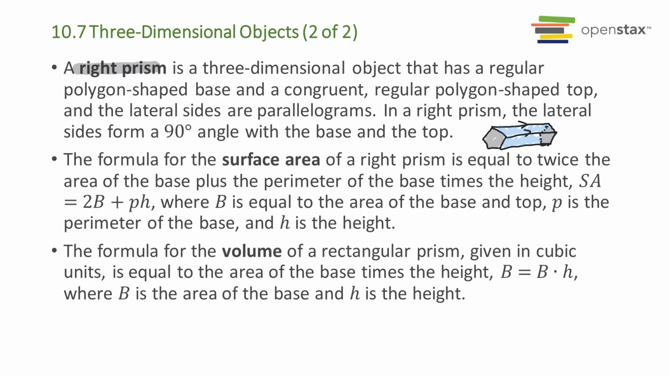So there is a generic formula for the surface area of a right prism. It's equal to twice the area of the base plus the perimeter of the base times the height. So that's given by this formula here. And so it's 2 times big B, where big B is the area of the base. And so that's going to change depending on what your base figure is.